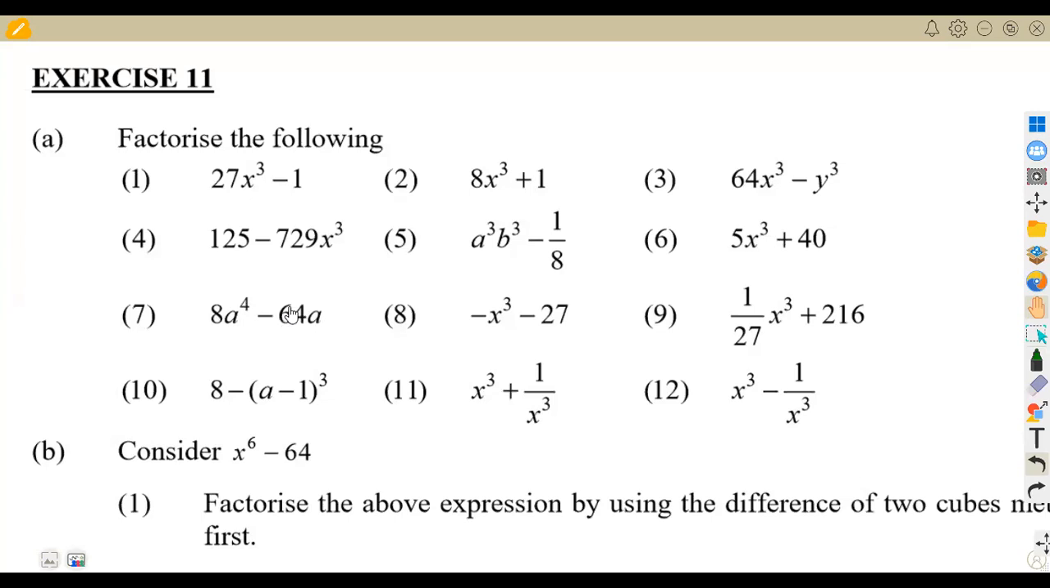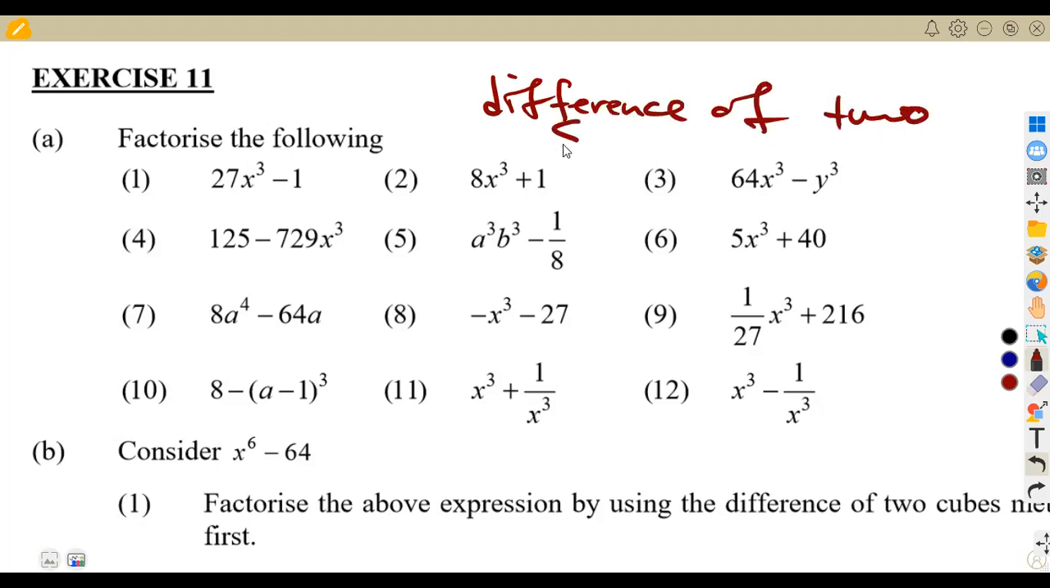This is the most important part that we have in our syllabus, working with this type of factorization, whereby we are dealing with perfect cubes. We are working with cubes, just like we work with perfect squares. On the perfect squares, remember, we had the difference of two squares.